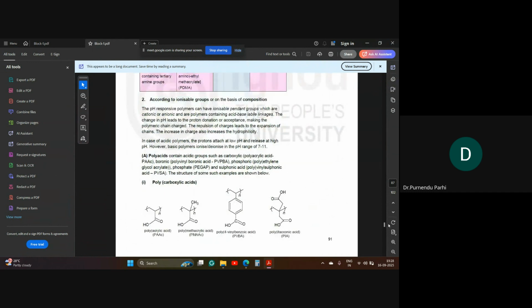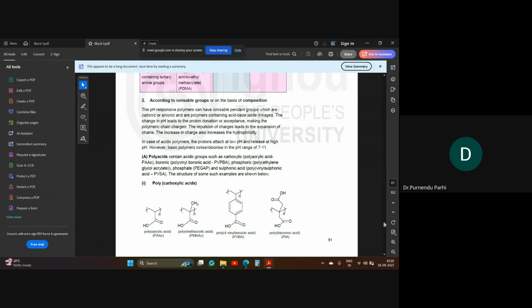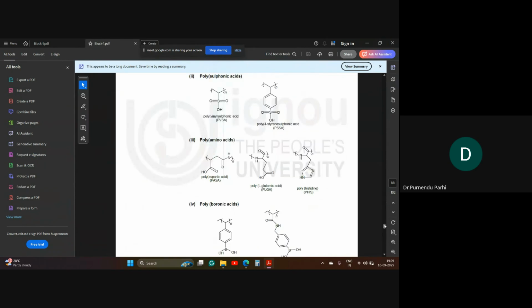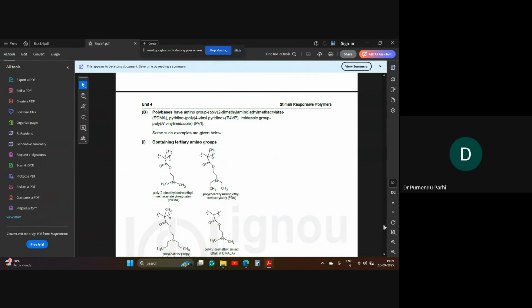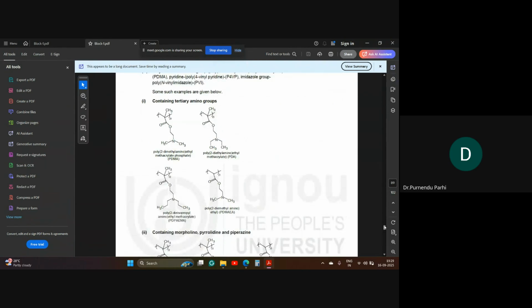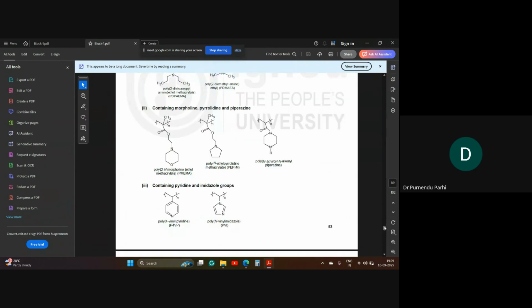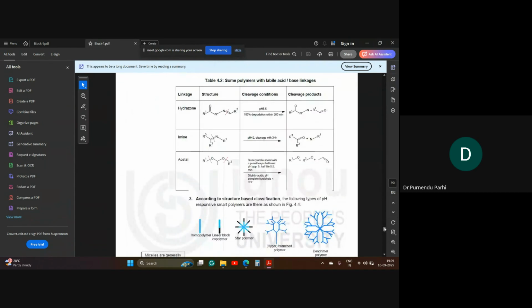So according to the ionizable groups, they are either polyacids, as I mentioned, or polybases. In polyacids, there will be acidic terminal groups. In polybases, there are basic groups like NH2, amine groups. So tertiary amino groups, secondary amino groups, or imidazole groups. These are all polybases.